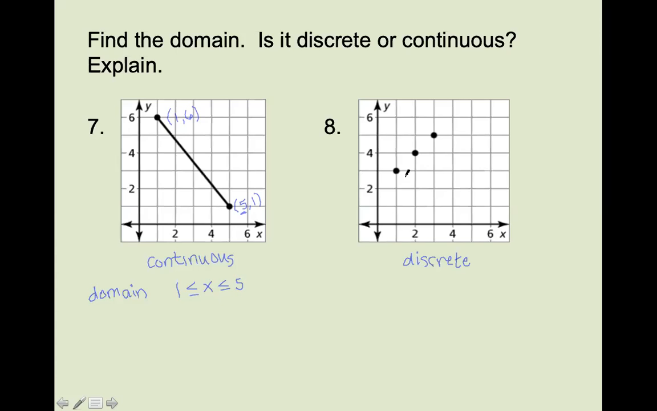All right, in this one, I'm just concerned about the x values of these points. So this first point is the point 1, 3. This next point is the point 2, 4. And this point is 3, 5. So our domain is just those 3 x coordinates, or those 3 inputs. So it's discrete. So our domain is 1, 2, and 3.